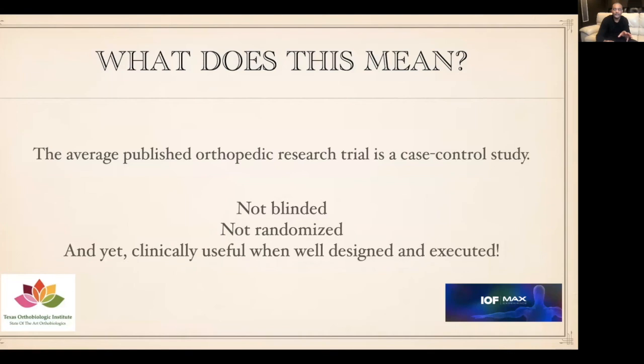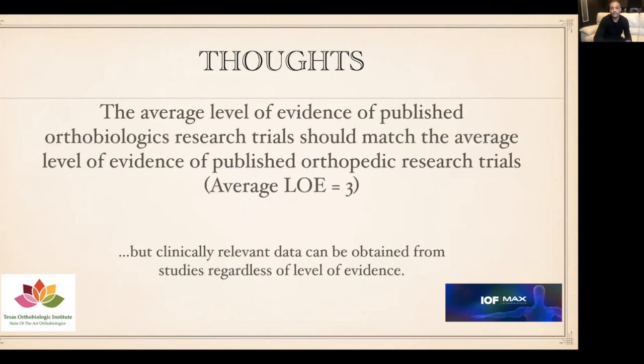And yet, we still quite often get very clinically useful information from these level 3 studies when they're well designed and well executed, and certainly when they're repeated across different centers with different clinicians. So closing thoughts. The average level of evidence of published orthobiologics research trials should ideally match the average level of evidence of published orthopedic research trials. And again, that's a level of evidence of 3.